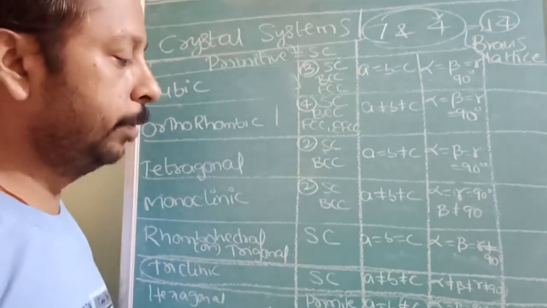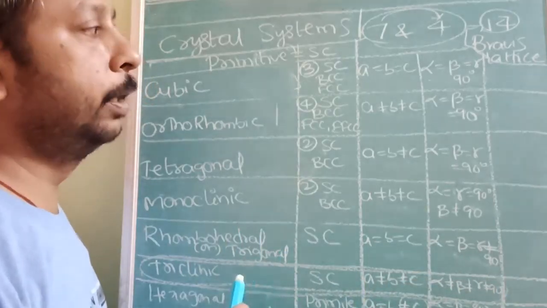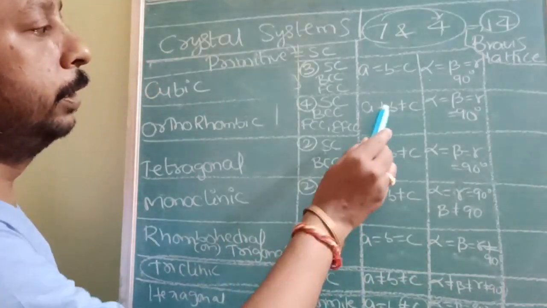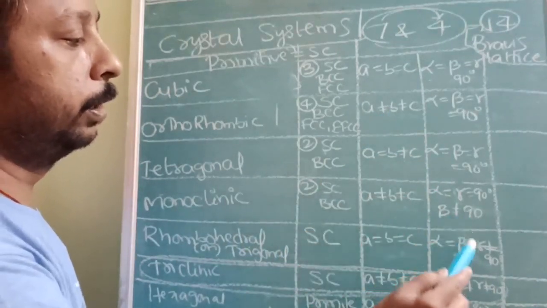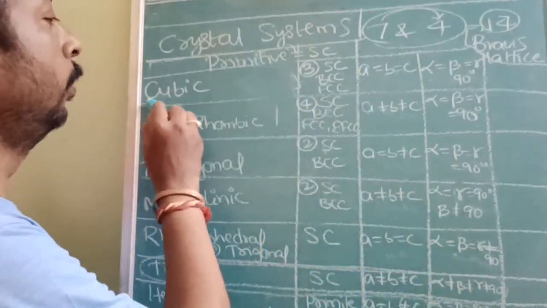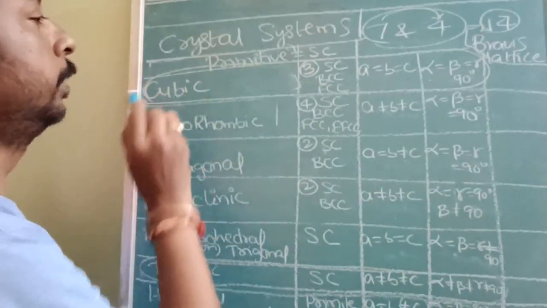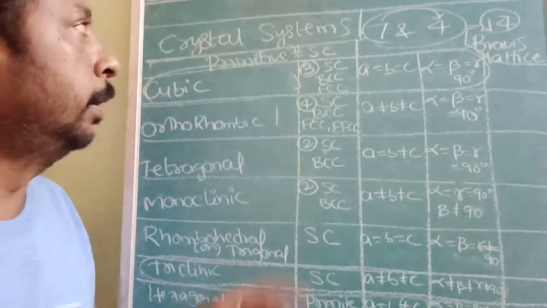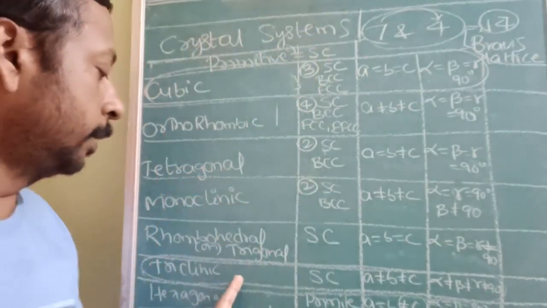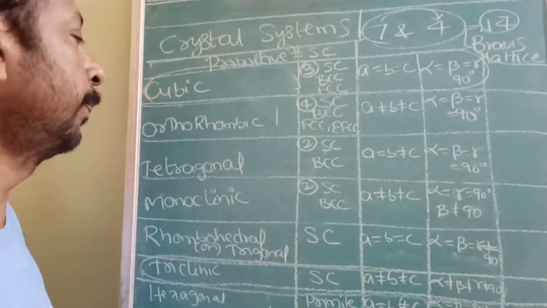Once we say most unsymmetrical is all unequal, then where is the all equal? Here these are not equal, here not equal, here not equal. There is only one where all are equal. What is that? Cubic system. Cubic system is the most symmetrical crystal system, whereas triclinic is the most unsymmetrical crystal system.